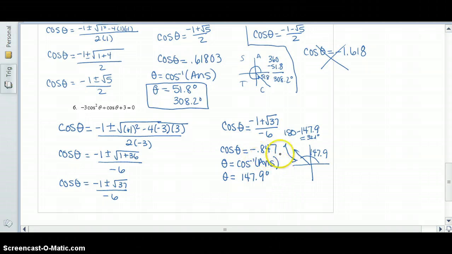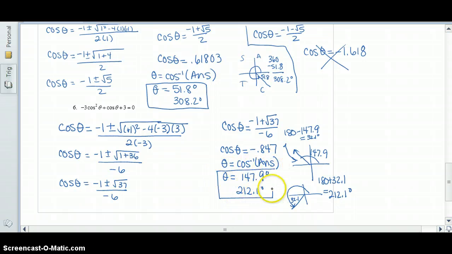So now where else could cosine be a negative value? Well, that happens in quadrant 3. And our reference angle is 32.1. So we place that into quadrant 3, and then we figure out the angle in standard position. So you go 90, 180 plus 32.1 more. And when you do that, we get 212.1 degrees. So these are 2 of our answers to this problem.